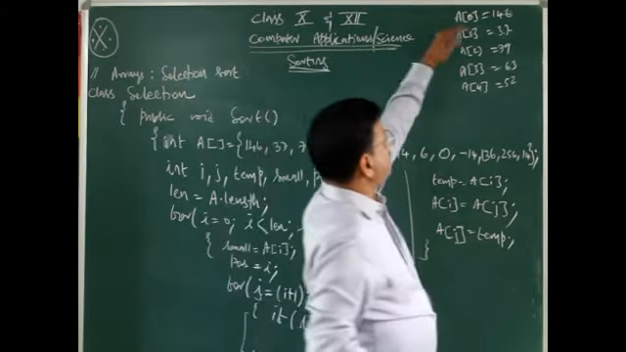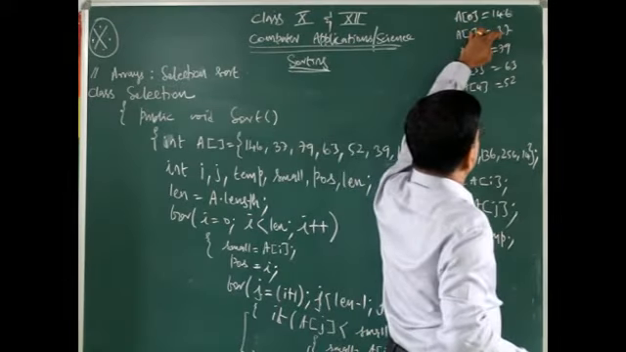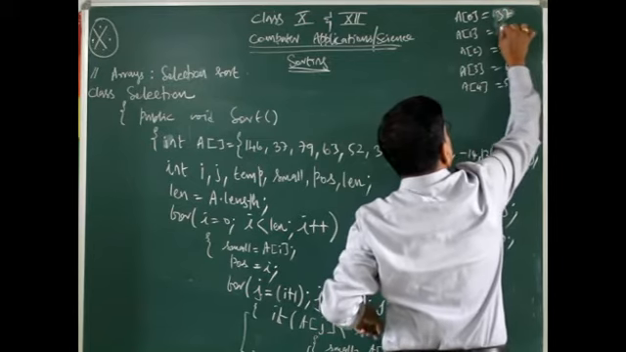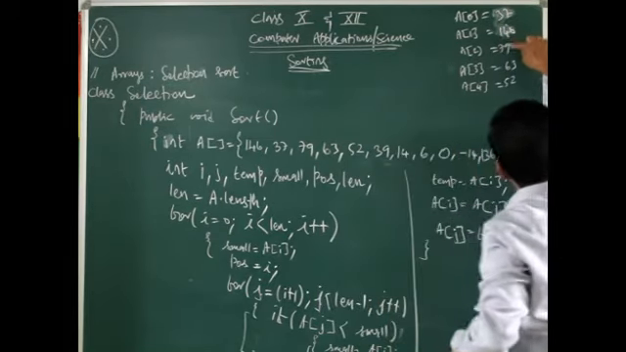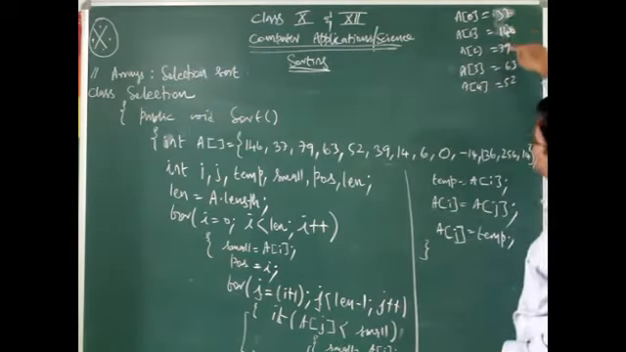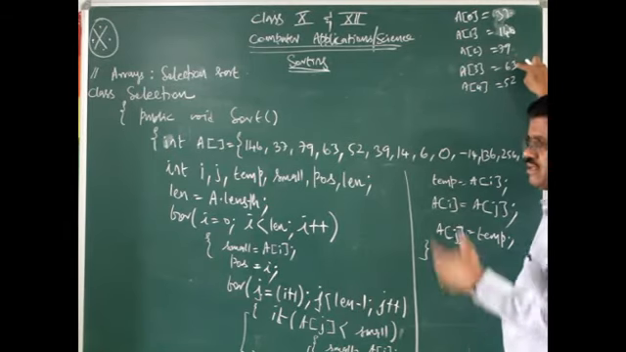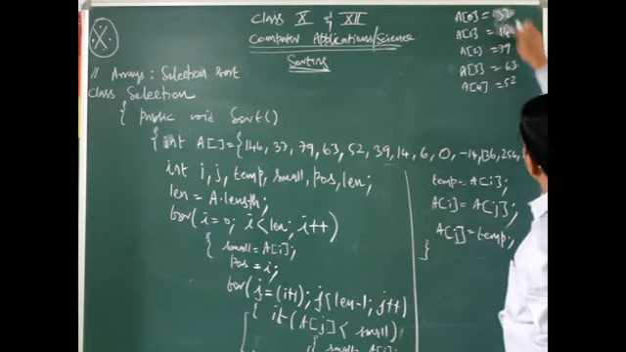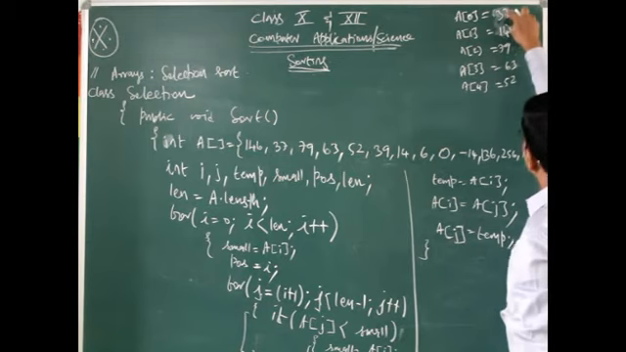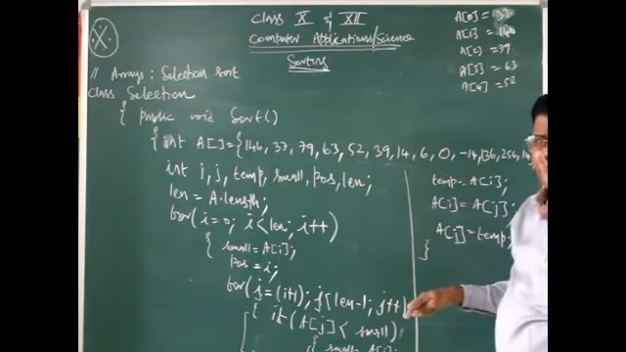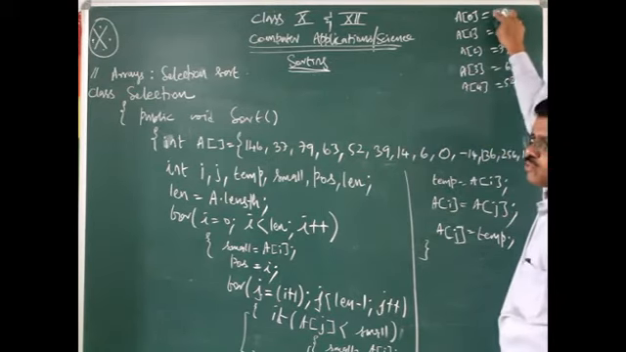This process will continue. At least value, so 146 will come to 37. This and this will compare, 37 is less, so swapping will not take place. This and this, already 37 is small, 63 is bigger, swapping will not take place. So there are 5 units, you compare 4 times, and the least value is at the top.